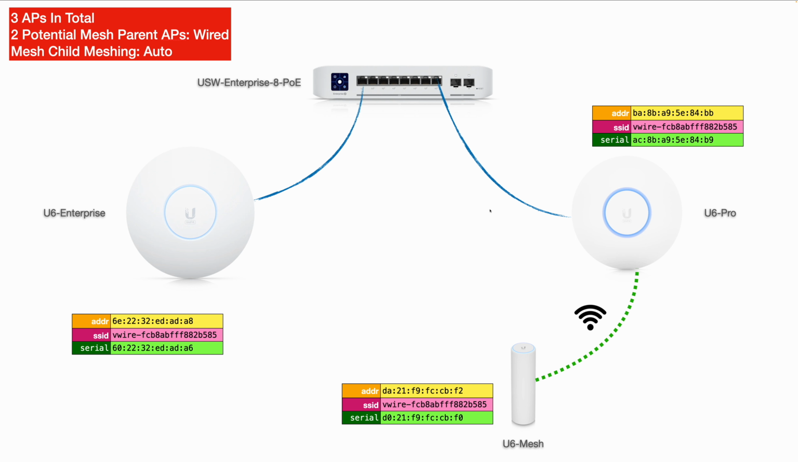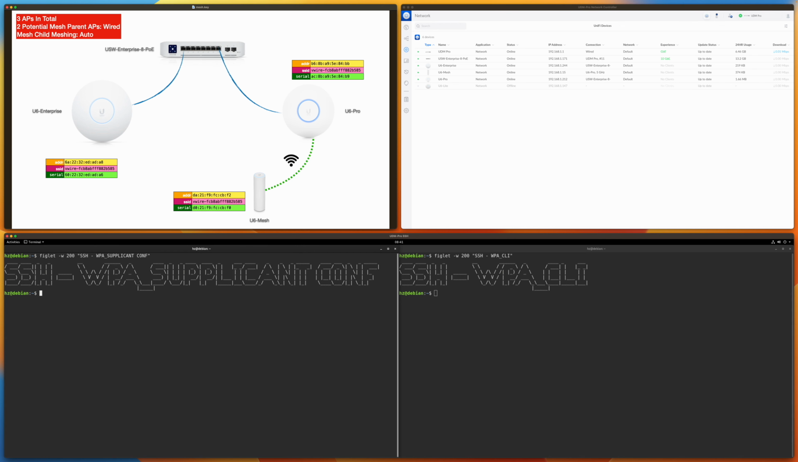Okay, enough talking. Let's get into the system. This is the screen layout I'm going to use for this video. In the lower part of the window, I have 2 terminal sessions. I'm going to use them to log on to the AP to show you the backend configurations.